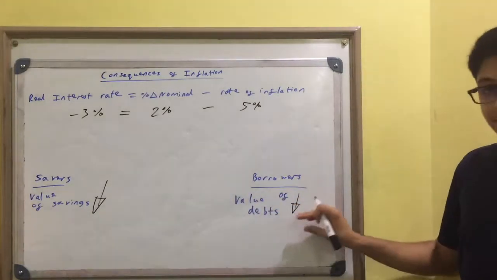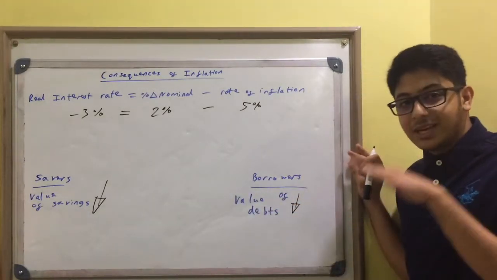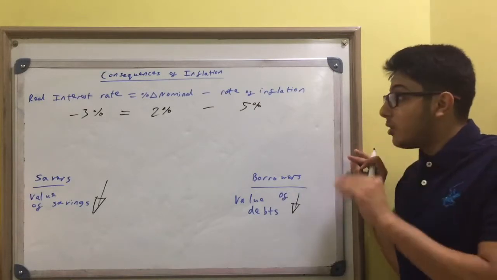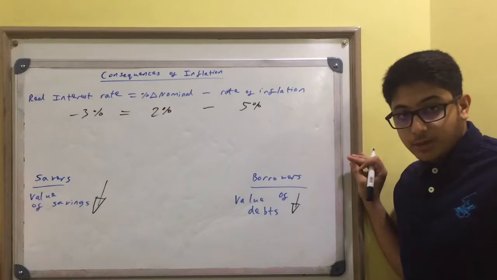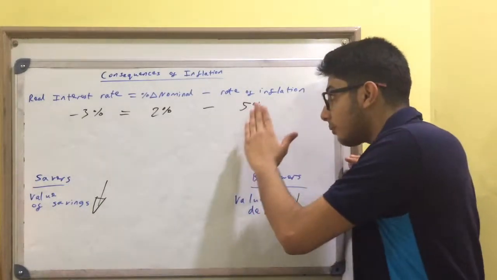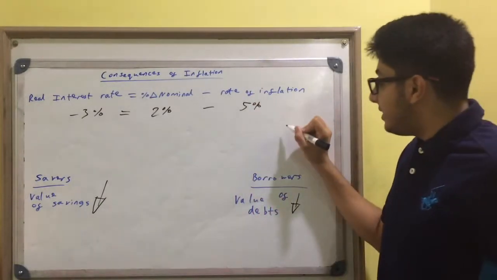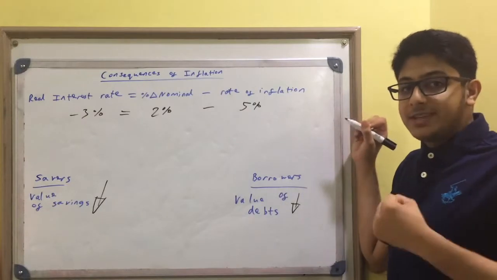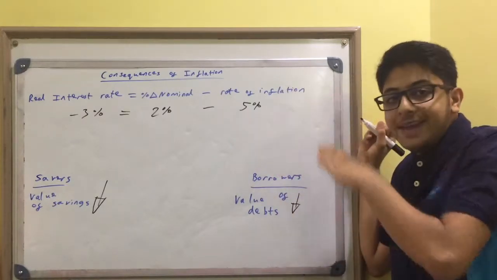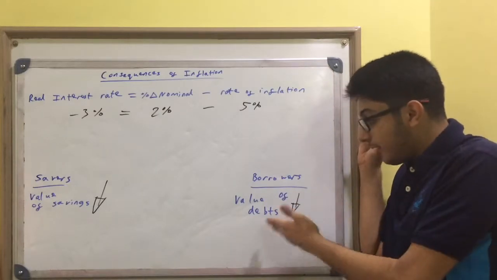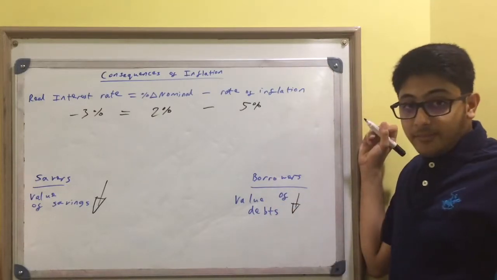For borrowers, it's a good thing because if the value of their debts goes down, the rate of inflation is higher than the nominal interest rate. So the rate of inflation is higher, usually their wages are higher. So it's easier for them to pay off their debts because the value of their debts has also decreased. So it's good for them.